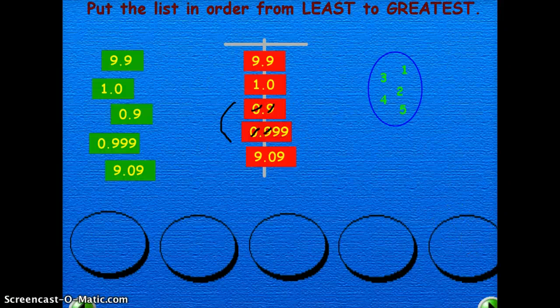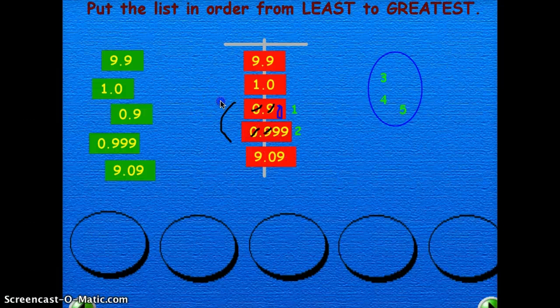Even though there's not a 0, you can assume that there is because there's no number written in. So I'm going to pretend that there's a 0. So I'm comparing 9 in the hundredths place to 0 in the hundredths place, and I know that 9 is greater than 0. I'm going to write a 1 next to this number, because it's my smallest decimal. I'm going to write a 2 next to this one because that's my second smallest decimal.